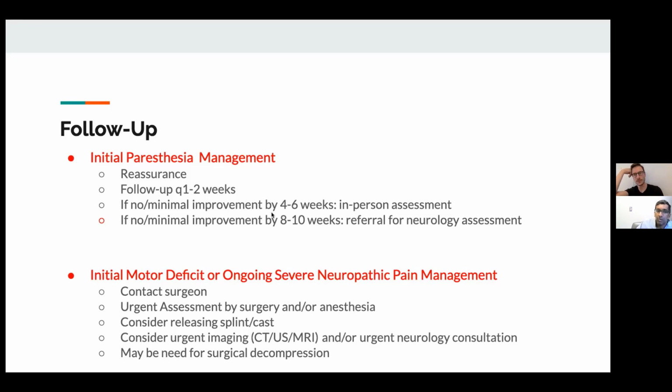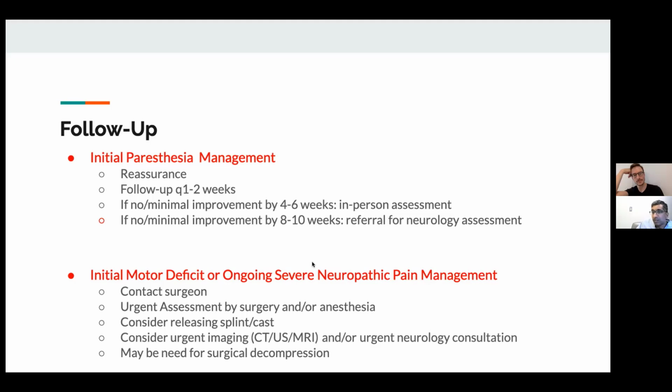If there's either an initial motor deficit or ongoing severe neuropathic pain, we want to see those patients immediately. I'll often get in touch with the surgeon to let them know and have the patient come in either that day or the next day to be assessed in person. Sometimes these patients are admitted, and oftentimes we'll have a nerve block catheter if they're admitted, but if they're having ongoing severe pain, the acute pain service who follows them often talks to the surgical team about splitting the cast or splitting open the splint in order to relieve some of the potential compressive aspects that may be contributing to the pain.